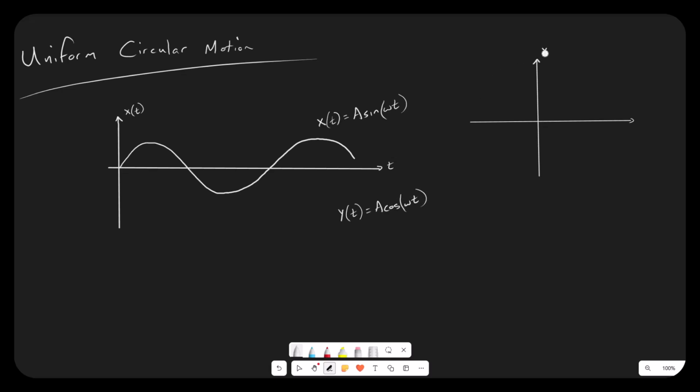Well, if this is y and this is x, then at t equals 0, I'm going to get y equals A. So here's an A, negative A, here's an A, negative A. At t equals 0, I get y equals A, x equals 0. At omega t equals pi over 2, I get y equals 0, x equals 1.